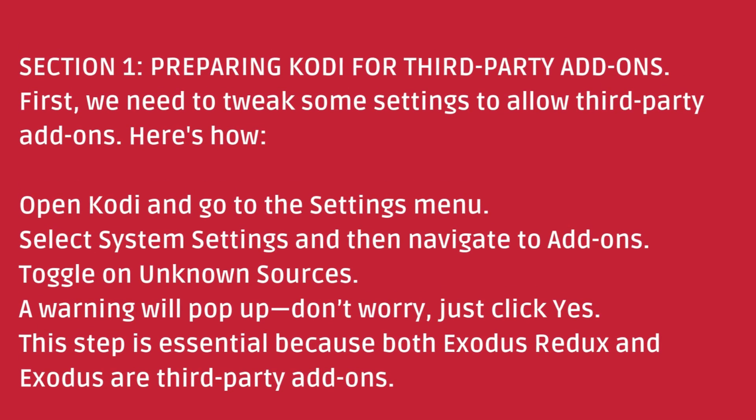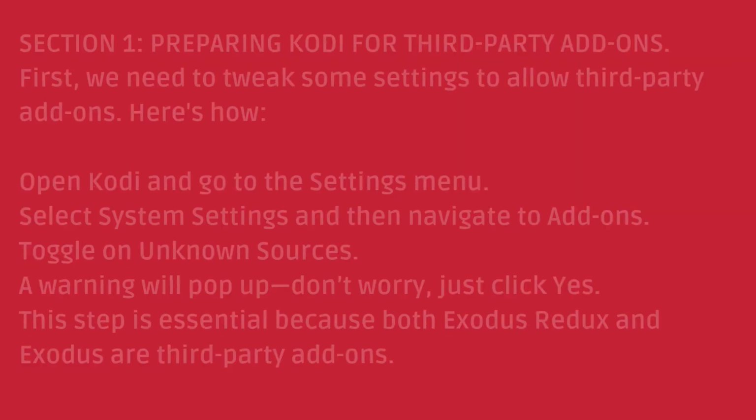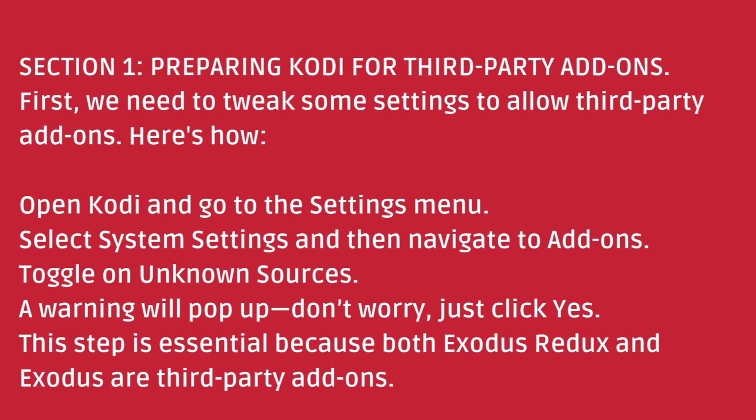Section 1. Preparing Kodi for third-party add-ons. First, we need to tweak some settings to allow third-party add-ons. Here's how. Open Kodi and go to the Settings menu. Select System Settings and then navigate to Add-ons. Toggle on Unknown Sources. A warning will pop up. Don't worry, just click Yes. This step is essential because both Exodus Redux and Exodus are third-party add-ons.